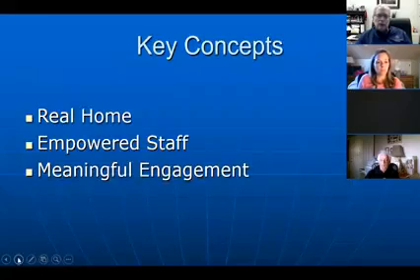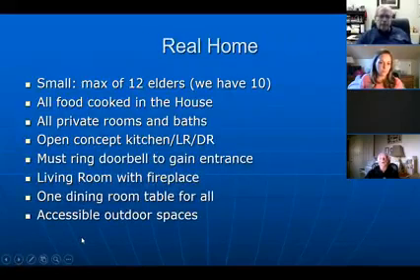Next slide. So there are three key concepts that actually make the greenhouses work. These were developed by the National Greenhouse Project. We'll go into each one of the three in more detail. The first would be real home, on the next slide. Really, what makes the difference, what makes a house a home, I guess you would say.